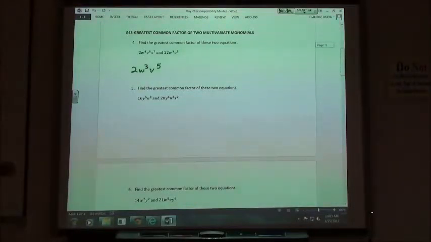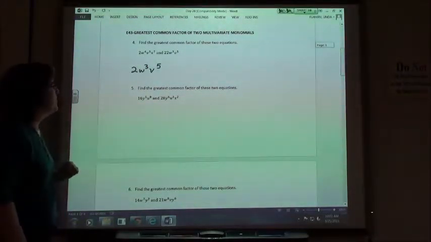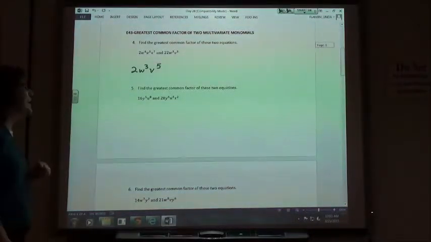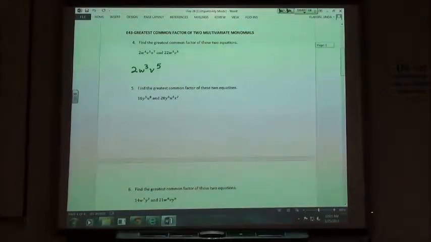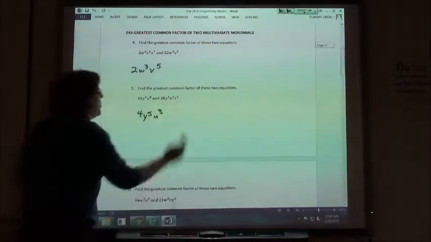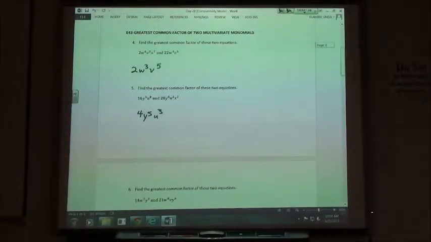So my lower exponent on each of my variables. So my greatest common factor of 16y to the fifth, u to the eighth, and 28y to the sixth, u to the third, x to the second would be 4y to the fifth, u to the third. 4y to the fifth and u to the third. And again, no x's since that's not common to both.